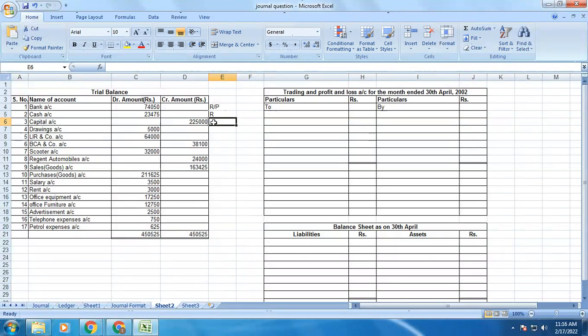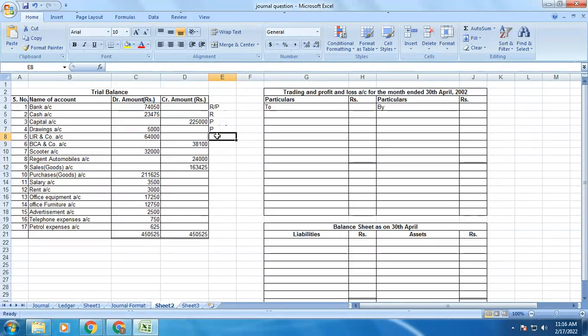Capital account, personal account. Drawings account. Drawings like capital is also personal. We are again referring to the same proprietor. We are talking about withdrawal from him in drawings or withdrawal by him from the business. And in capital, we are talking about his contribution to the business. Okay. So drawings is also personal.